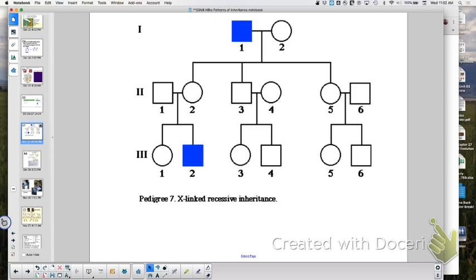Because his X has to be bad. For sex-linked recessive disease, you got to get 2 bad X's. Your dad's got to give you one of the bad X's. If he has a bad X, he has the disease. Those are the patterns that you look for in that.